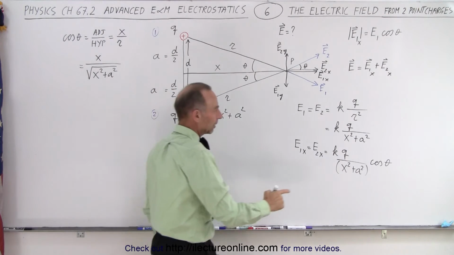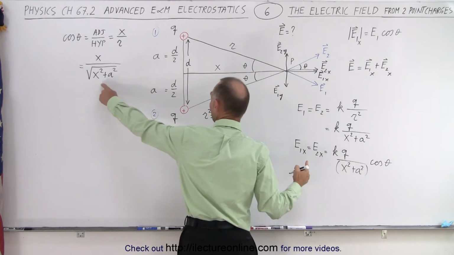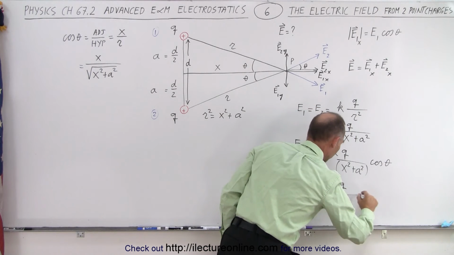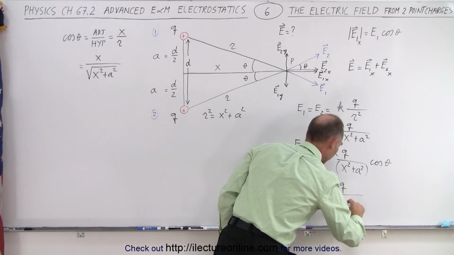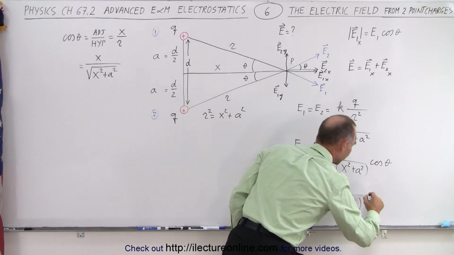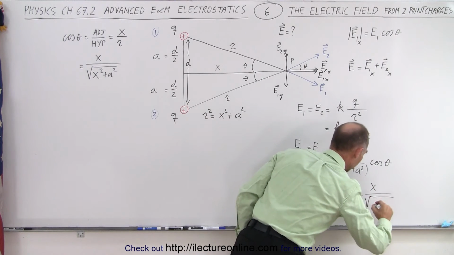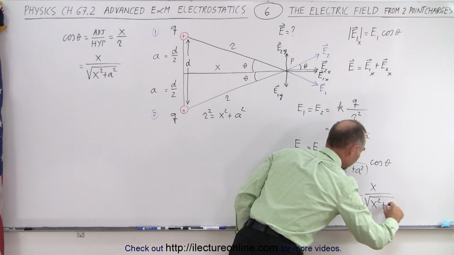So that means that we can replace the cosine of theta by what we said it was equal to. So this becomes equal to k times q over the quantity x squared plus a squared times x over the square root of x squared plus a squared.